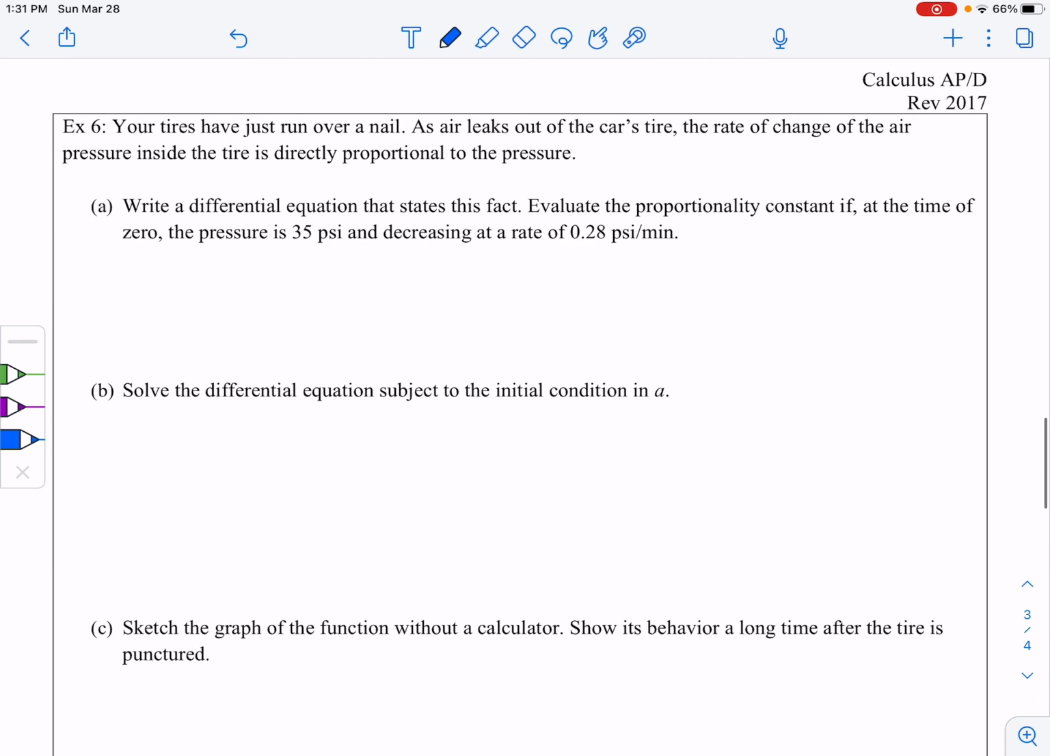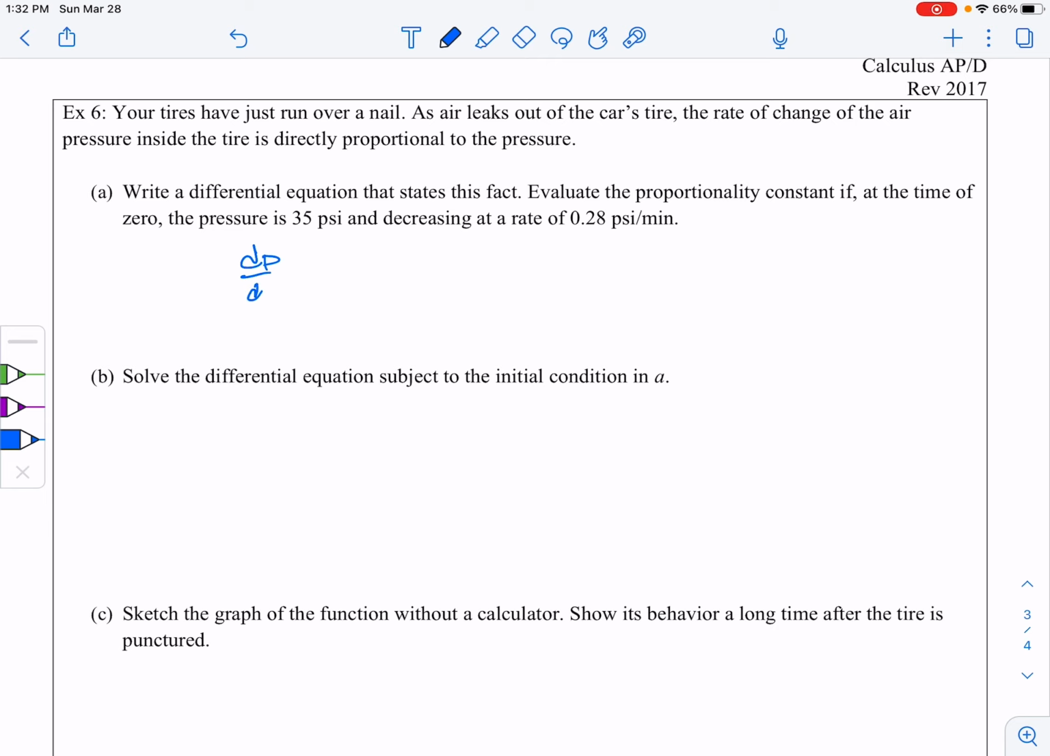Okay? Your tires have run over a nail. Air leaks out of the tire, and the rate of change of air pressure inside the tire is directly proportional to the pressure. So dP/dt is equal to kP. Evaluate the proportional constant at time 0 when the pressure is 35 and decreasing at a rate of 0.28. So it's decreasing, negative 0.28 equals k times the pressure, which is 35. So k is equal to negative 0.28 divided by 35 and get negative 0.008.